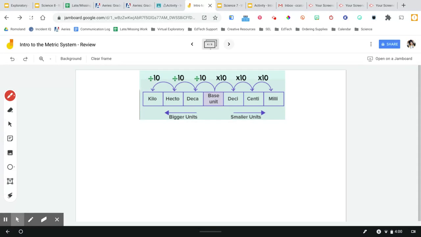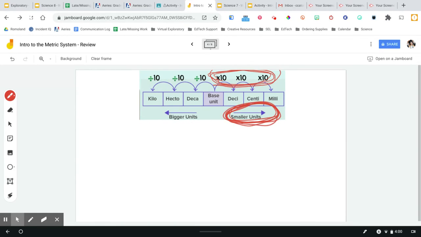Something I do want to clarify first is that some people have noticed, okay, when I move to the right, I get smaller units. The units get smaller. But if it's getting smaller, then why am I multiplying by 10? I would think that multiplying means the number gets bigger. And so let me clarify that. Yes, the number gets bigger, but the unit is smaller.